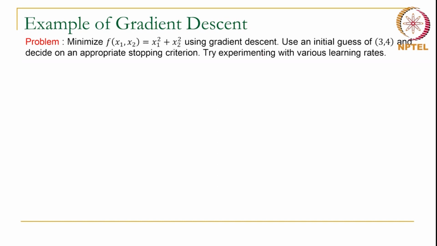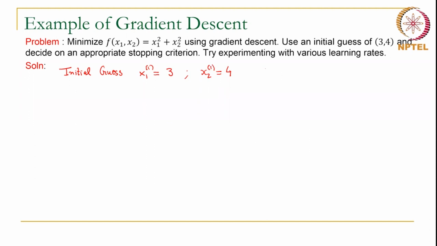The same example. Let's say we want to minimize x1 square plus x2 square using gradient descent. We have an initial guess of 3, 4. You decide on an appropriate stopping criterion, and let's try experimenting with various learning rates. So initial guess, x1 equal to 3, x2 equal to 4. Let's call it x1 1, x2 1.